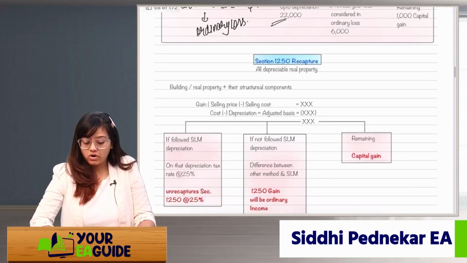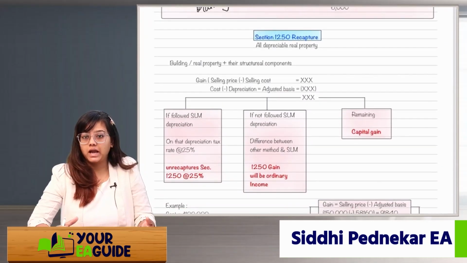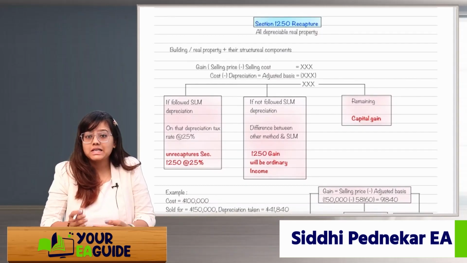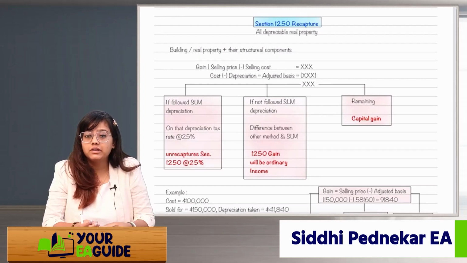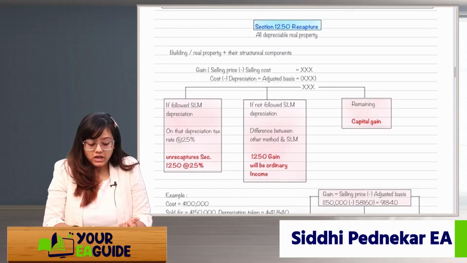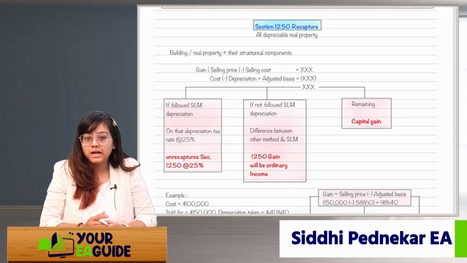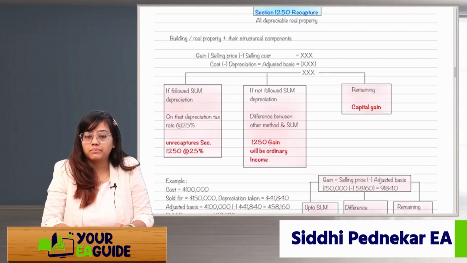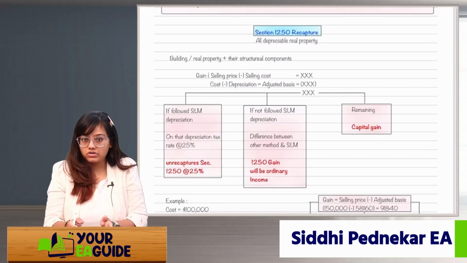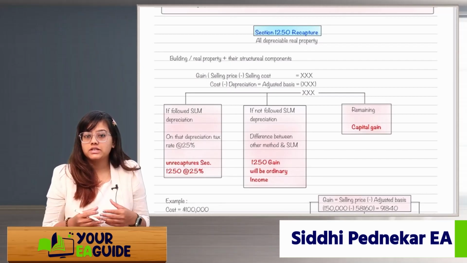Let's move on to section 1250 recapture. What do you mean by 1250? 1250 property is anything which is called real property, real estate. Real estate property, whether depreciable or non-depreciable, everything will be included, but it should be real estate property. So buildings or real property plus their structural components will be considered here. In the same way, first you will calculate the gain, that is selling price minus selling cost, and you will reduce the adjusted basis.